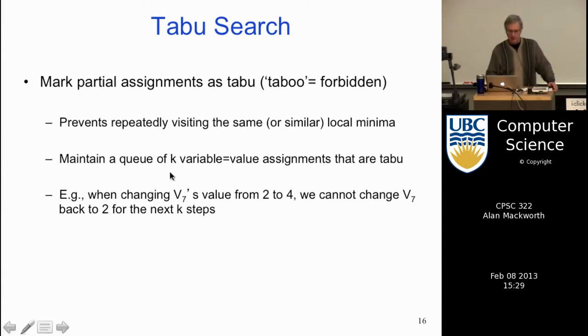So basically you keep the last k assignments, variable value assignments, keep those as taboo, and then when you're thinking about taking a new assignment, you check to make sure it's not on the taboo list. So if you're at V7, if you change it from 2 to 4, you can't change the variable 7 back to 2 for the next k steps. And k is a parameter that you have to decide the best value for.